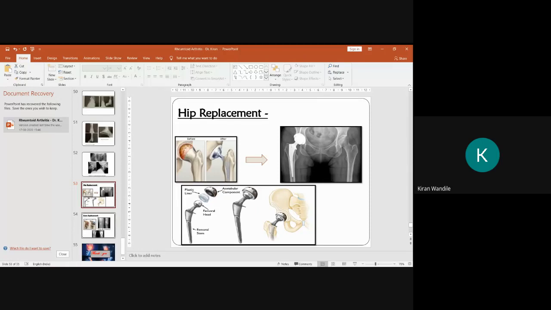Hip replacement. Yes, various hip replacement procedures are done. Remember, involvement of the hip joint by rheumatoid arthritis is very, very uncommon, and when it is involved, it is usually a monoarticular arthritis. So when it is involved, the option is total hip replacement.